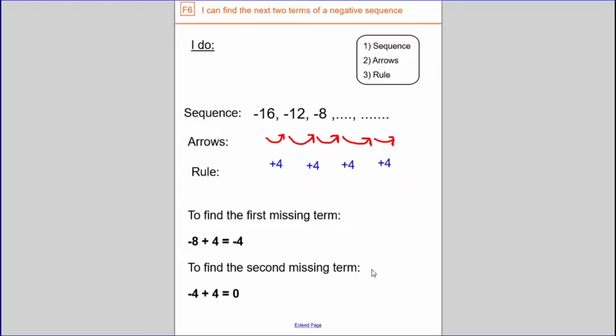Once we've done that, we need to then use the previous term, which is -4, add the 4 to find our second missing term, which is 0. Taking a note of both of that, our first missing term is -4 and our second missing term is 0. So here we can see our fourth term is -4 and our fifth term is 0.